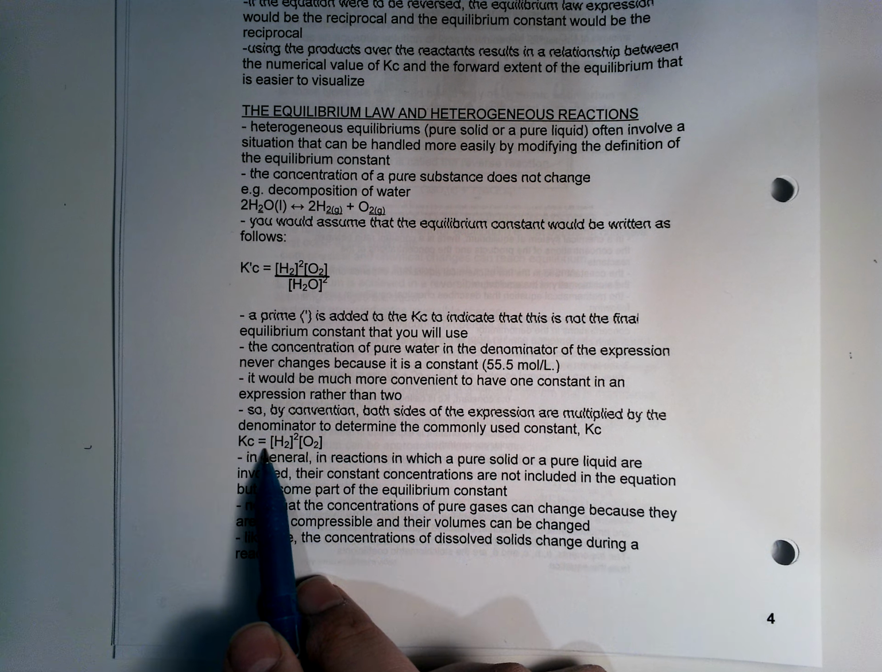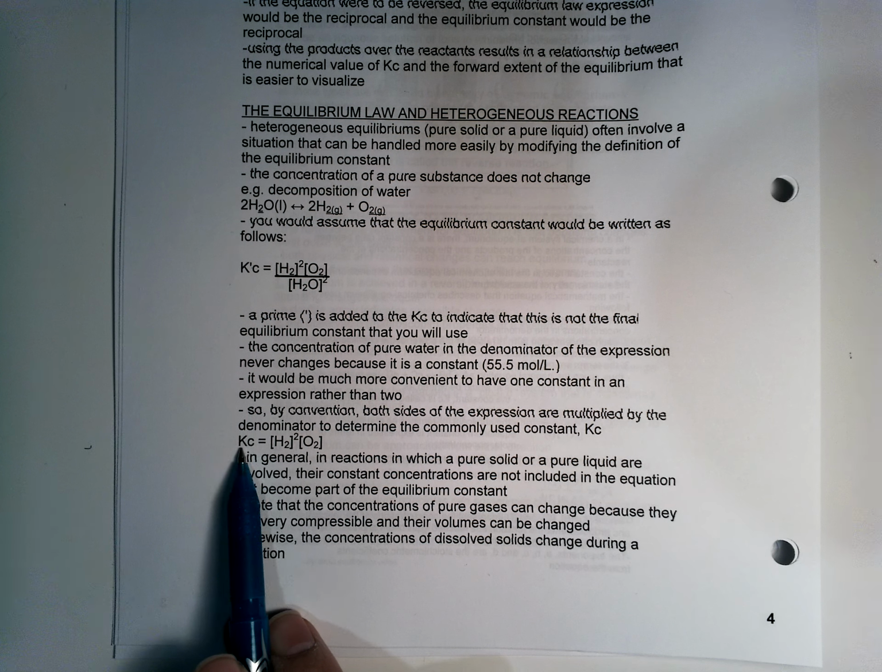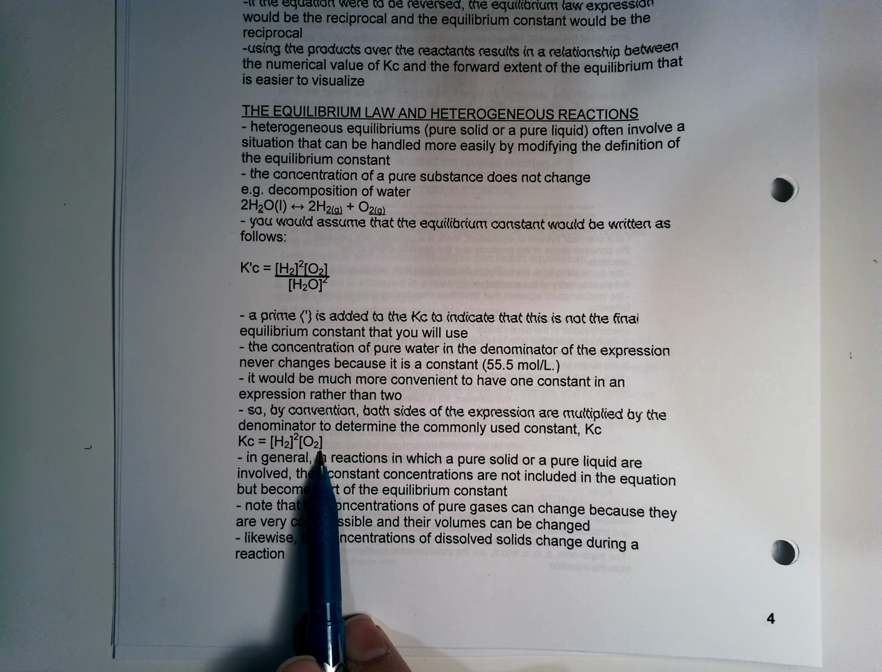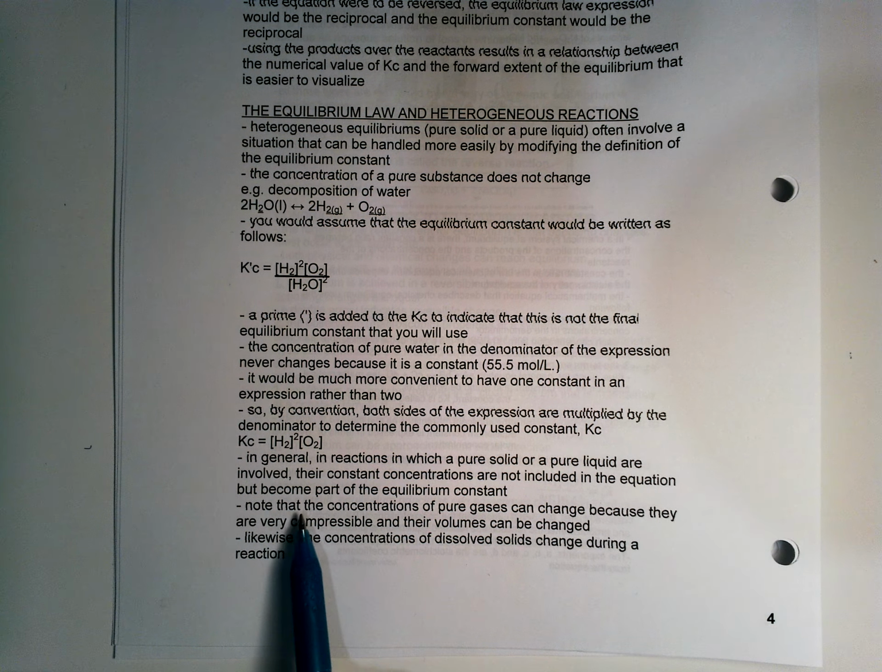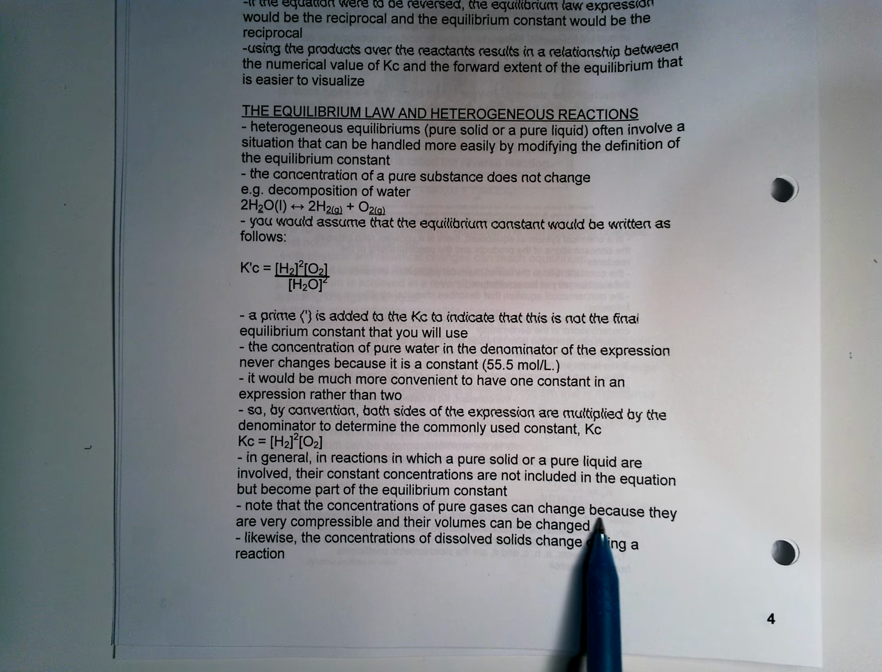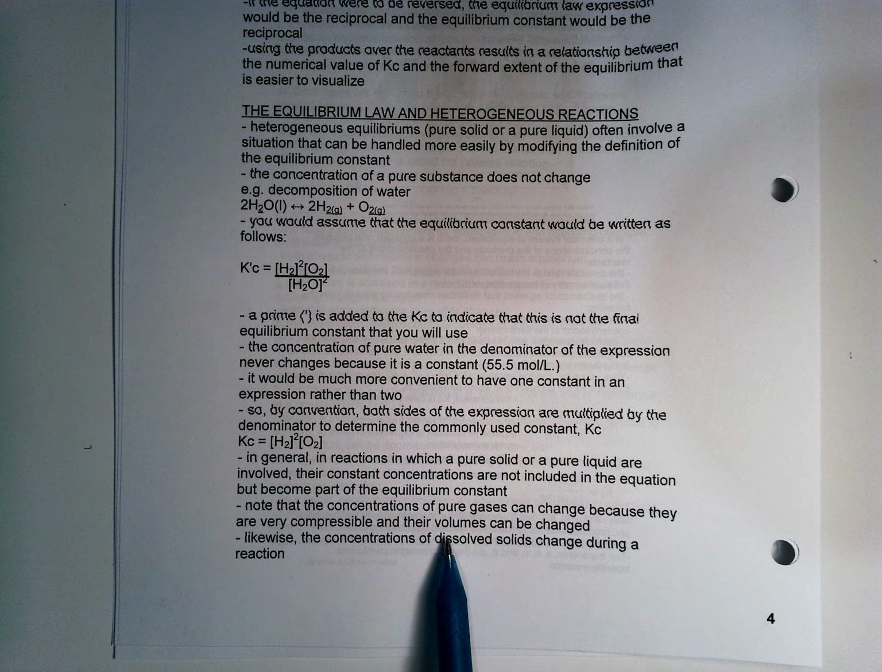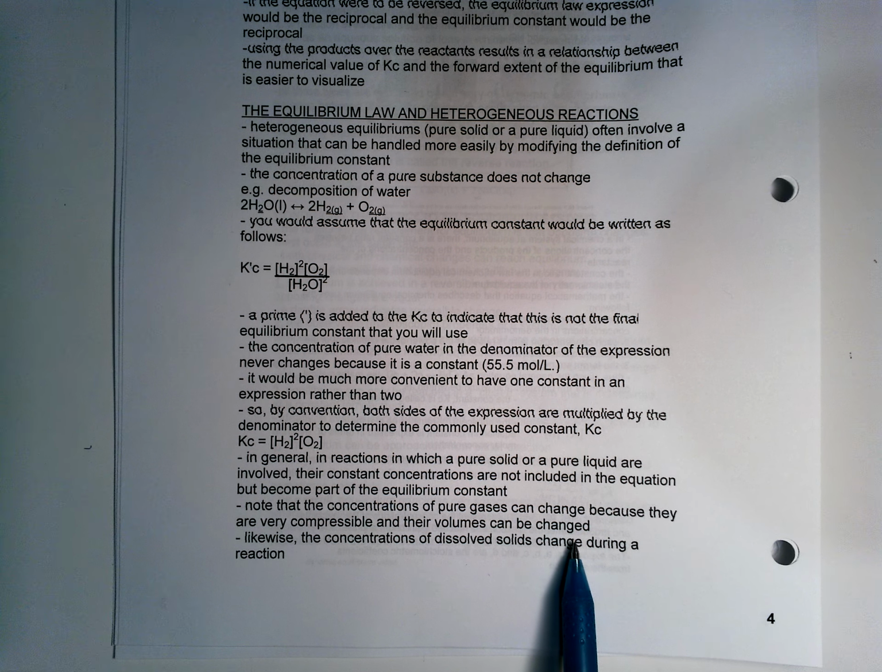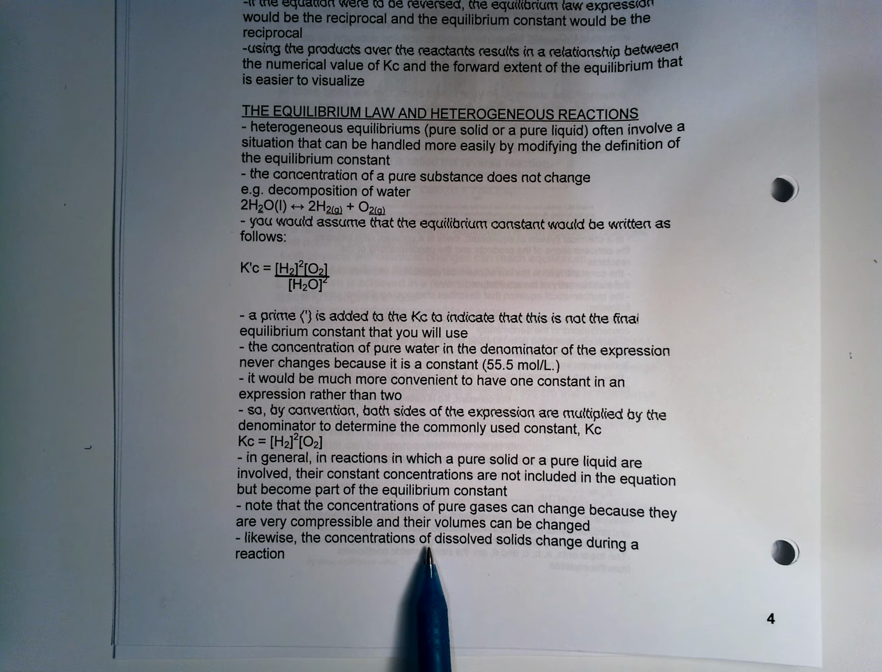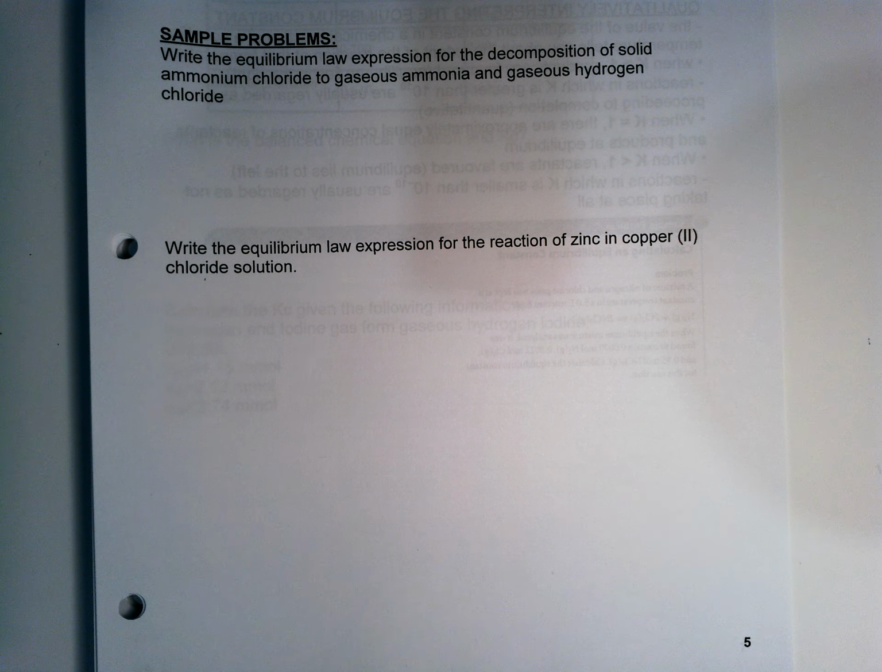So for this reaction, this is our equilibrium constant calculation. Note that the concentration of pure gases can be changed because they are compressible, so their volumes can be changed, and so the amount in that area can be changed. Likewise, the concentration of dissolved solids can change during reaction, like in an aqueous solution. Okay, so here's a sample problem.